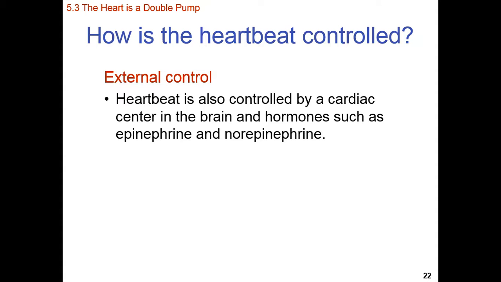We are also going to be able to control our heartbeat with some external controls outside of the heart. Those are going to be located in our brain and can be impacted by hormones like epinephrine and norepinephrine, also known as adrenaline and noradrenaline.